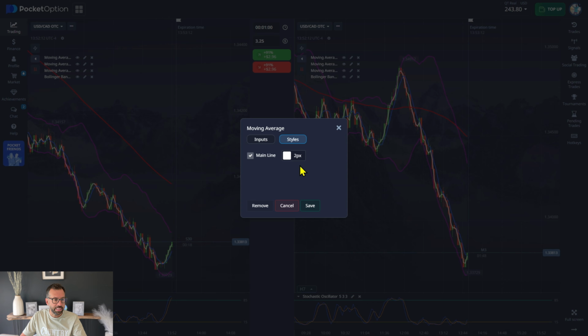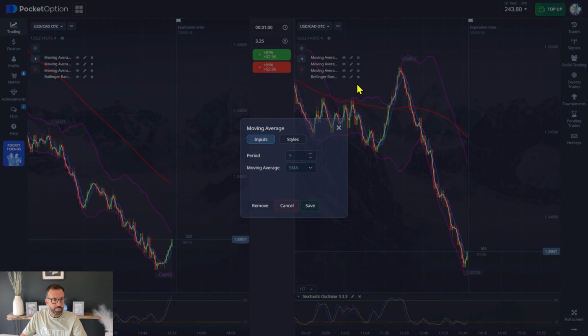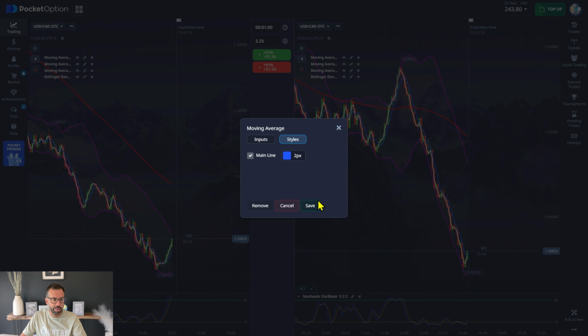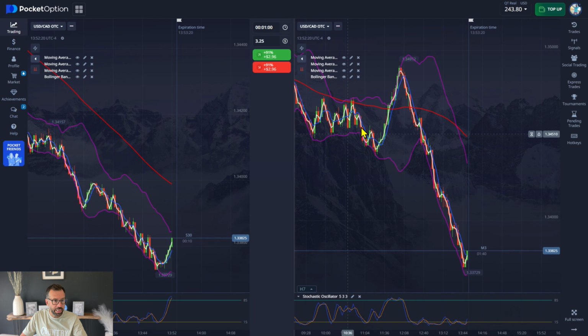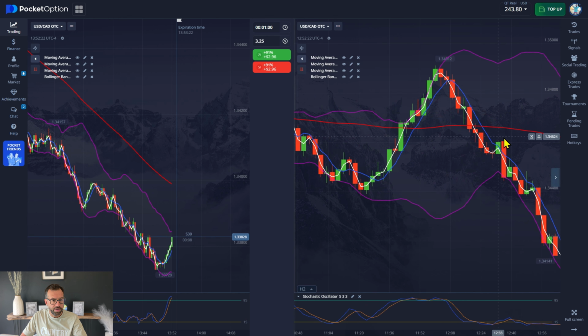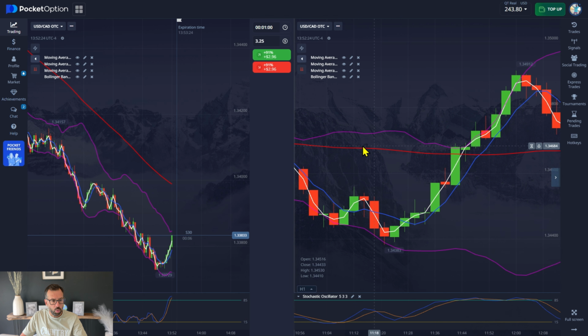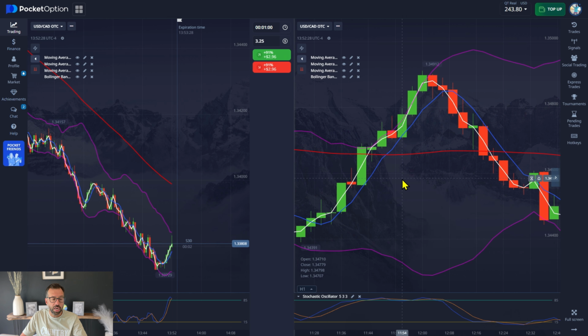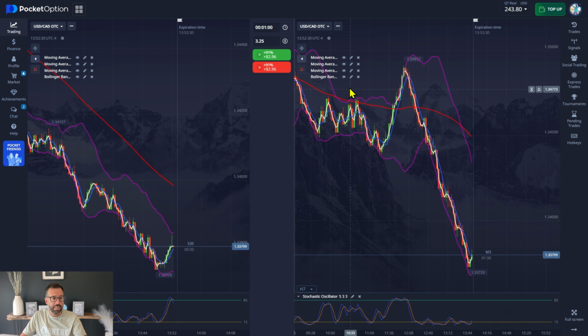2 SMA is set at white. 5 SMA is my blue line. 100 SMA is the red line. So here, if you look, this is the 100. This is the 2 and this is the 5. I'll talk about how the strategy works in a second.